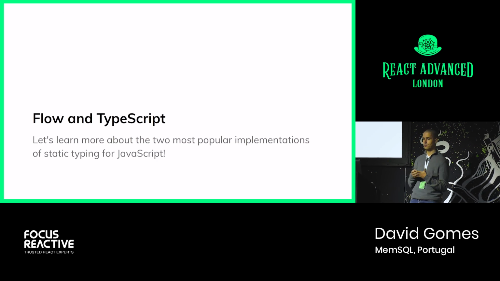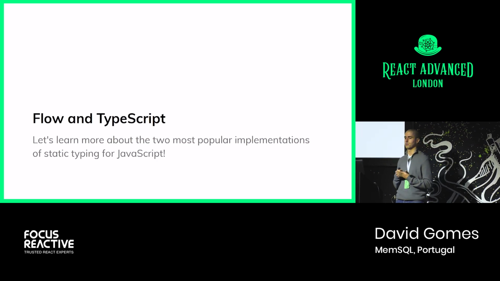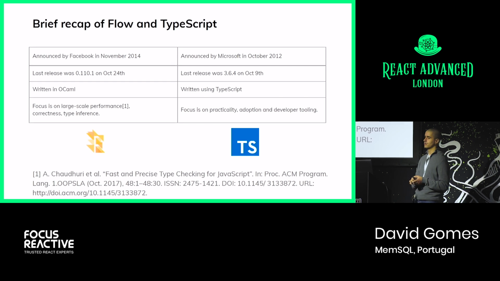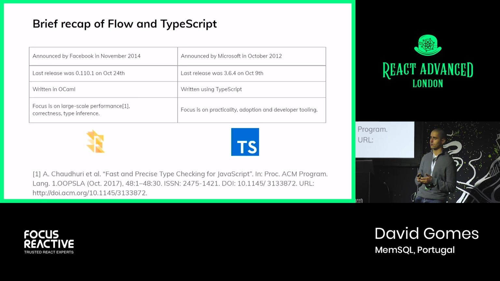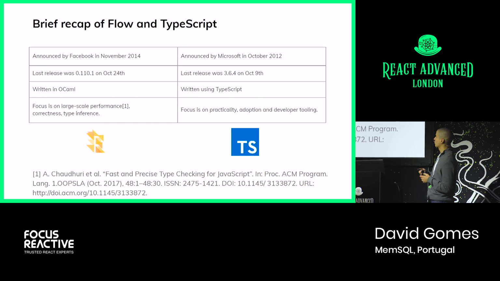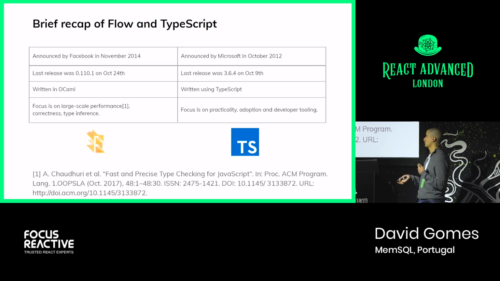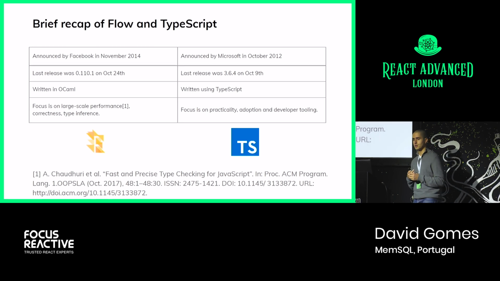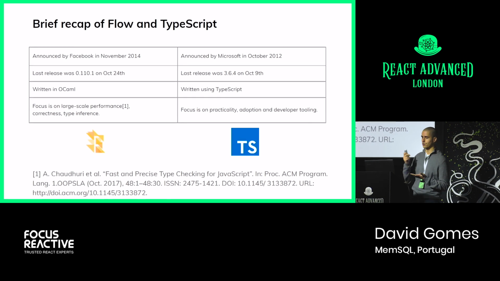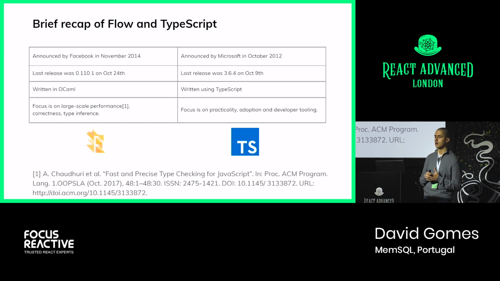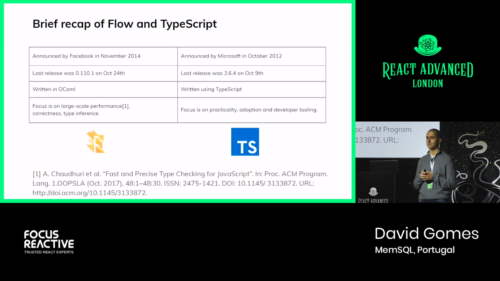Flow and TypeScript are the most widely used tools for statically typing JavaScript. A brief comparison between the two, just very high level, is that TypeScript is backed by Microsoft, whereas Flow is backed by Facebook. They were released between 2012 and 2014. Flow is written in OCaml. TypeScript is written in, actually, TypeScript. They're both actively developed. In fact, Flow just had a release yesterday. TypeScript released an RC yesterday as well.